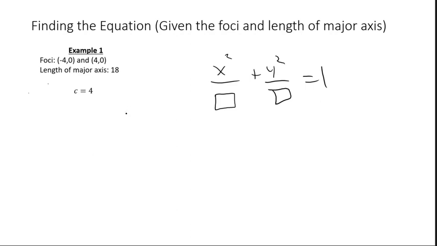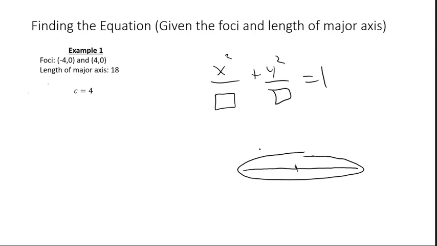And then our a value we can find, because remember we said a is the distance from the center to a point on the major axis. So if the length of the major axis is 18, then halfway is going to be 9. So this is going to be 9, this is going to be 9, so a is going to be 9. All right, so a is 9, c is 4.